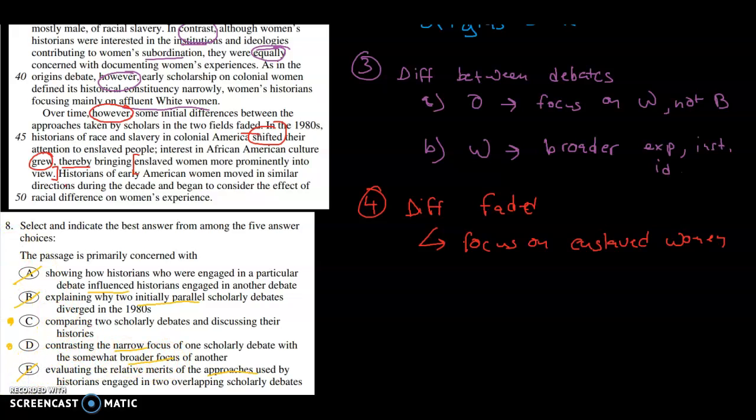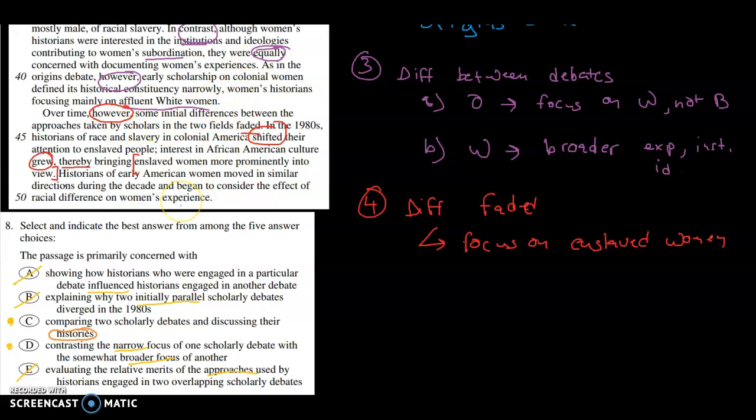So, we're down to one of these two. Either it is C or D. And again, on the test, like we talked about, if you're down to two choices, that is awesome. Go with your gut. You're most likely going to be correct. But in this case, since it's me, let's narrow down a little bit further. So the first part, C, we're comparing two debates and discussing their histories. That to me is a bit of a red flag. We're not really talking about their histories.